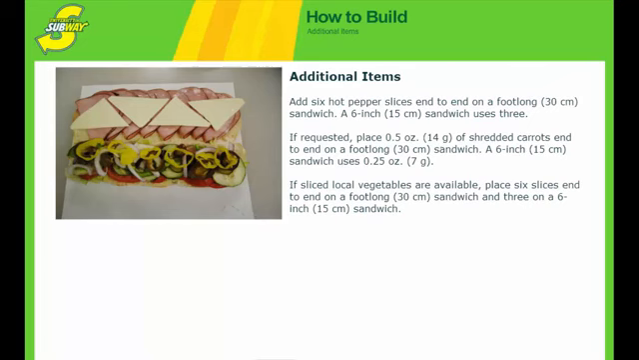Additional items. Add 6 hot pepper slices end to end on a foot-long sandwich. A 6-inch sandwich uses 3. If requested, place 0.5 ounces of shredded carrots end to end on a foot-long. A 6-inch sandwich uses 0.25 ounces. If sliced local vegetables are available, place 6 slices end to end on a foot-long sandwich and 3 on a 6-inch sandwich.